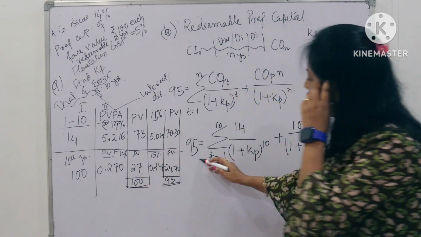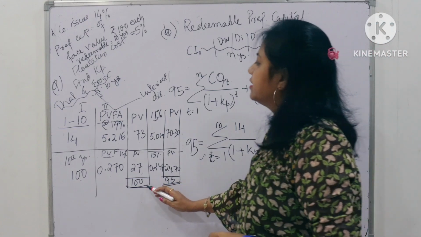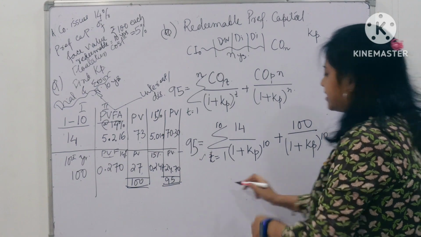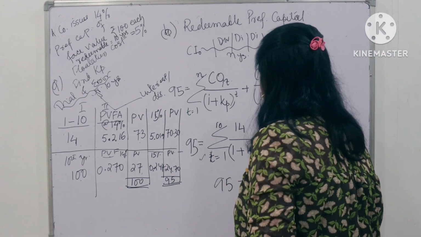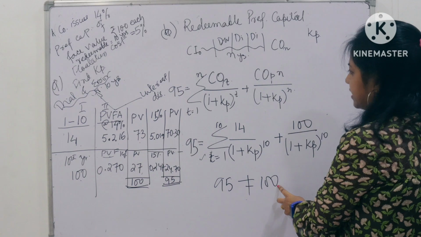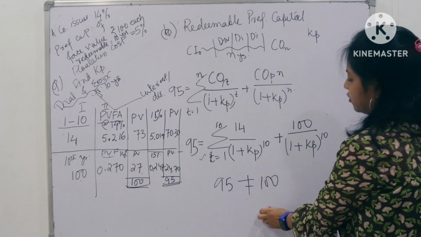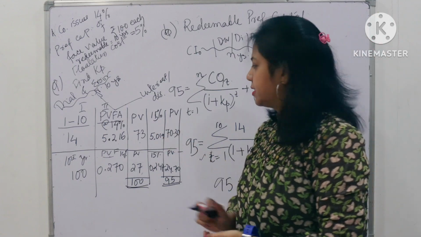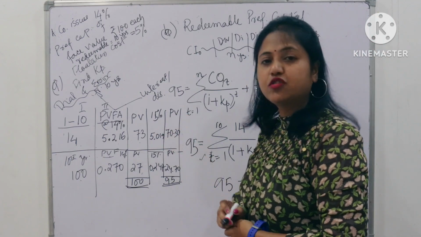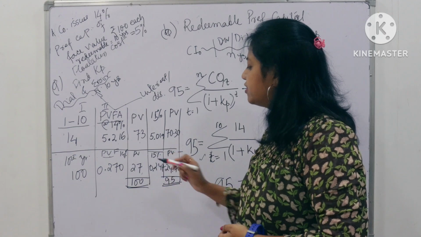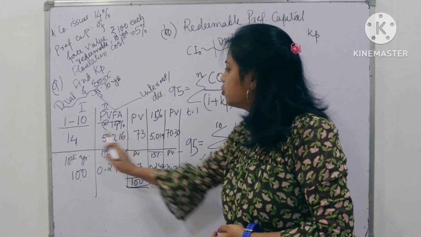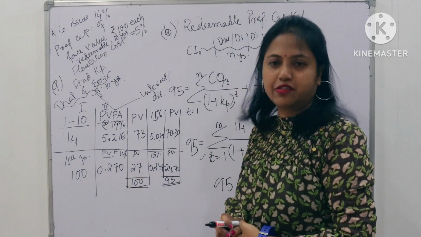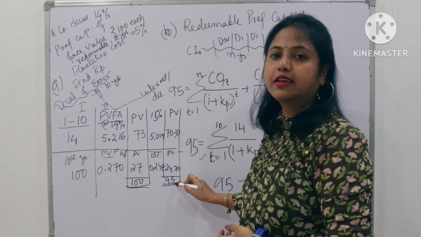That means we wanted to get 95, but this side we are getting 100. That means this factor is not appropriate, not perfect. The two sides are not equal. In order to equate, what do we have to do? We have to reduce this value. In order to reduce this value, we have to discount with a higher factor. So I tried with 15%. With 15%, the factor is 5.019 here, and the present value factor is 0.247 here. You multiply this with 14, you get 70.30. You multiply this with 100, you get 24.70. When you add these two, it comes exactly to 95.